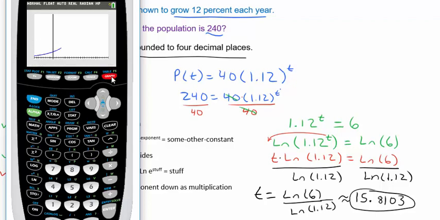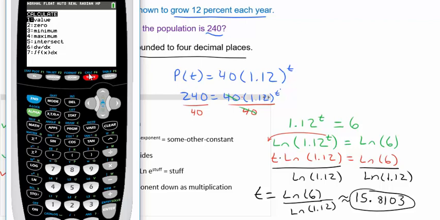Here's the graph of the exponential equation that starts at 40 and grows 12% per year. Then as a reference line, I graphed y equals 240, which would be nothing more than a horizontal line through 240. Now I'll use my intersect feature to find the value 15.8103. I'm going to go second, trace, which accesses this calc menu. Number 5 is the intersect feature, so I press 5.